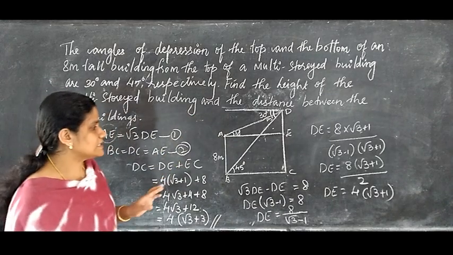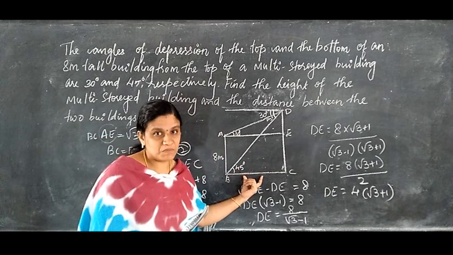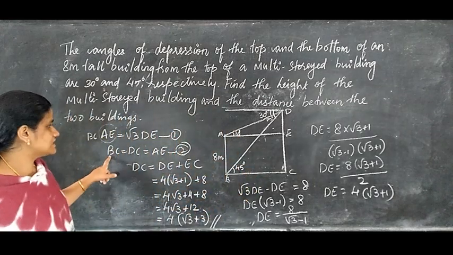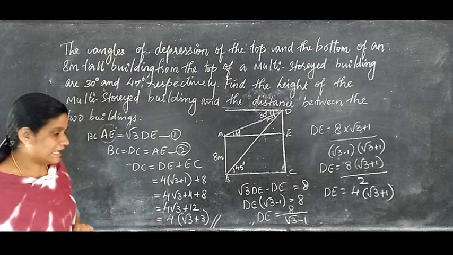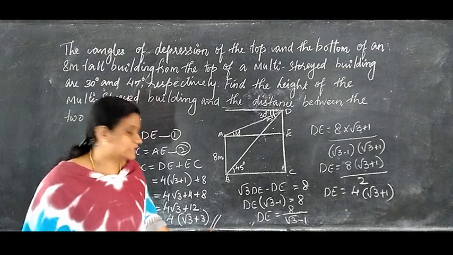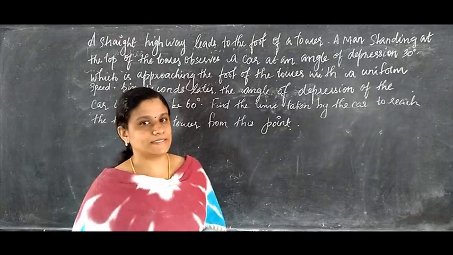Now next question, the distance between two buildings. You just see here, the distance between two buildings is BC. And here we know BC is equal to DC. So the distance is also the same, that is 4 into root 3 plus 3 meters. Is it clear? The next question.